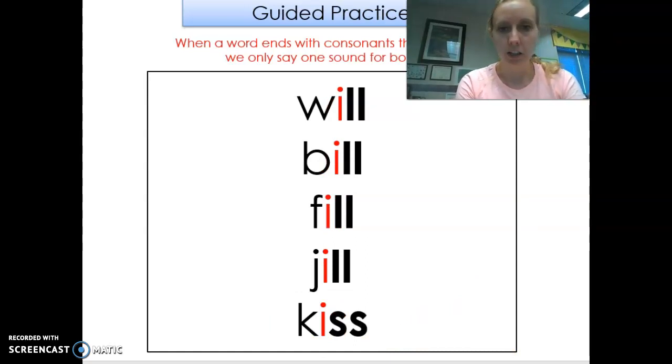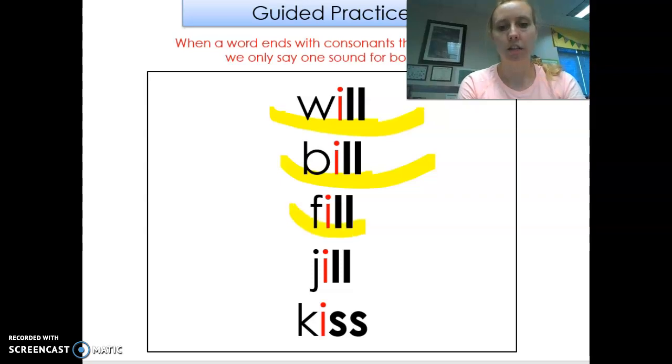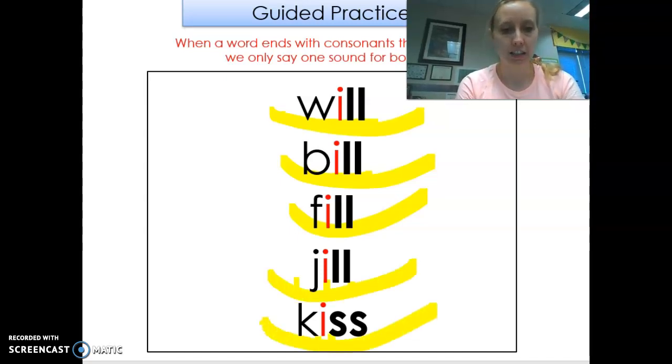I'm going to let you blend them, and then I'll say them. 3, 2, 1, will. 3, 2, 1, bill. 3, 2, 1, fill. 3, 2, 1, Jill. 3, 2, 1, kiss. You'll notice, even though there are two l's, will only says l one time.